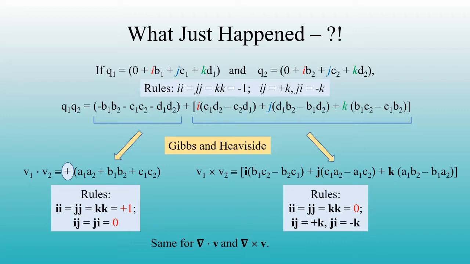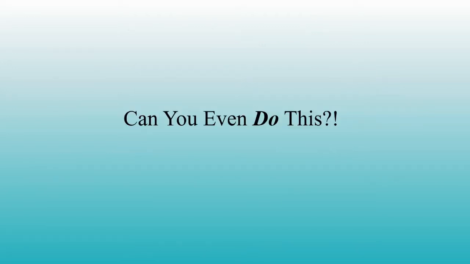Okay? They did this by separating the scalar and the vector parts of the quaternion, and then by allowing them, that is, requiring them, to operate by mathematical rules that are not only different from those of quaternions, but different from each other. This begs the metaphysical as well as the mathematical question, can you even do this? Can you just make up math?